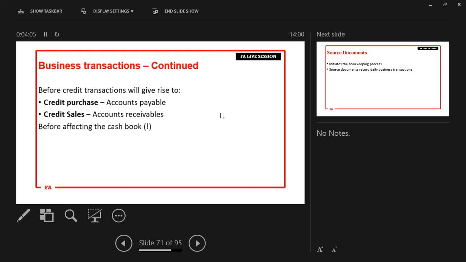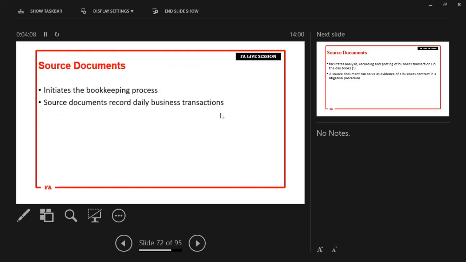Let's progress. Now, I want us to go to source documents. When we started our accounting cycle, we dealt with business transactions, right? This is a starting point. When you're buying something for the company, what do they tell you? You need to keep the receipt. If you're buying, let's say, flour for your company, you might buy bad flour. So keep the receipt so that if we find that the flour is bad, we can easily return it.